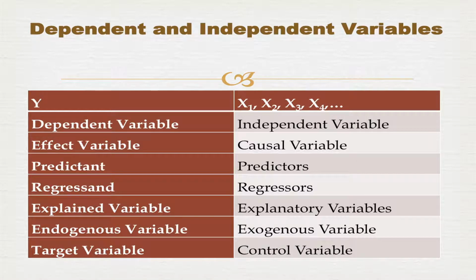In literature, we use different names for dependent and independent variables. Let us look at the table. Effect variable and causal variable, predictant and predictors, regressand and regressors, explained variable, explanatory variables, target variable, control variable, are all the different names given for dependent and independent variables.